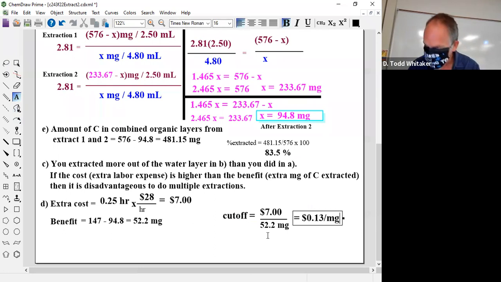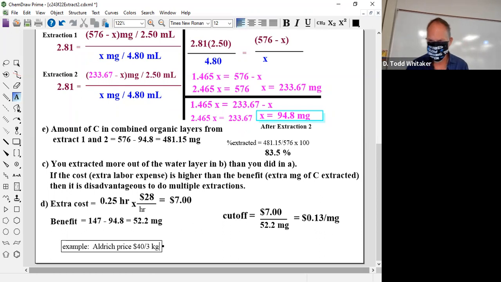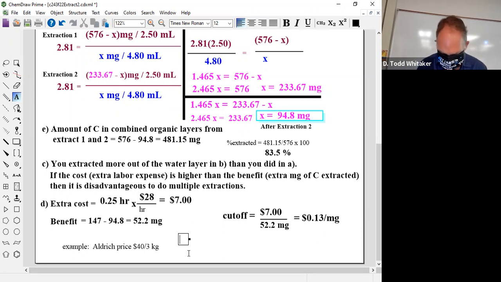So we can write down $0.13 per milligram. So you look up the price of this chemical in the Aldrich catalog and say it's 40 bucks for every 3 kilograms. Oh, this is a good exercise. Example. Aldrich price: $40 for 3 kilograms. I need to convert that to dollars per milligram.